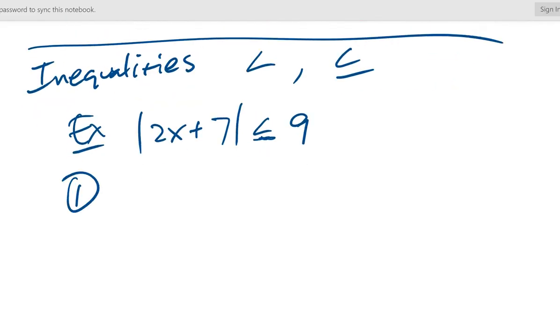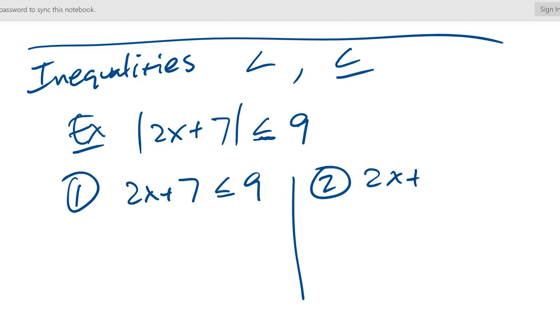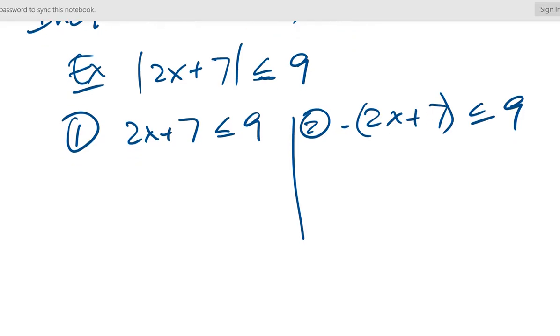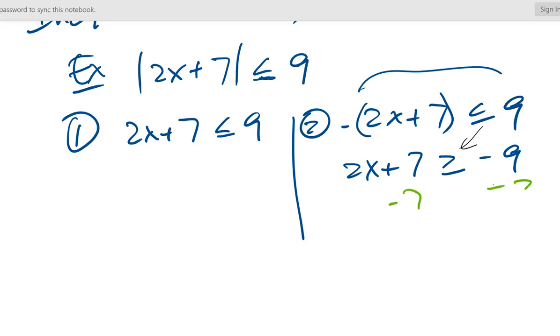So case 1, same thing: 2x plus 7 is less than or equal to 9. In case 2, 2x plus 7 with a negative on it is less than or equal to 9. So we solve these the same as before. I'm going to multiply both sides by a negative on the right, so it becomes 2x plus 7 greater than or equal to -9. Remember, when you multiply by a negative, the inequality sign switches, okay? Then we're going to subtract 7 from both sides over here.